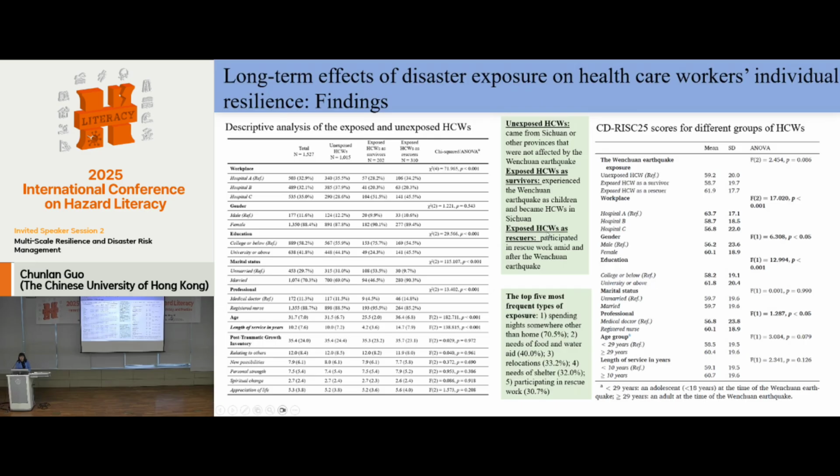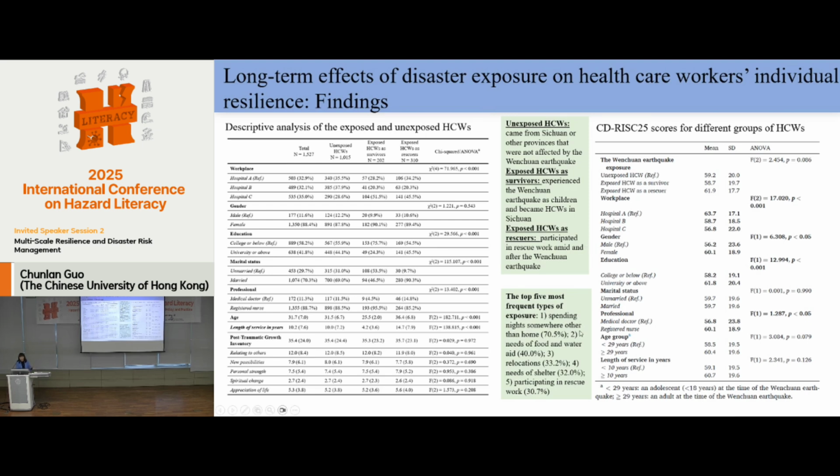And the third group is named exposed healthcare workers as rescuers. That means those healthcare workers participated in the rescue work during and immediately after the Wenchuan earthquake. So we assessed the resilience level of these three different groups of people, and here are the details. The detailed tables are an example for our postgraduate students. We provide a descriptive analysis of these three groups and what types of exposure, because we are concerned with the different times of exposure, right?